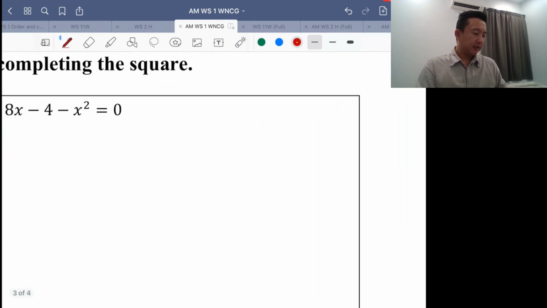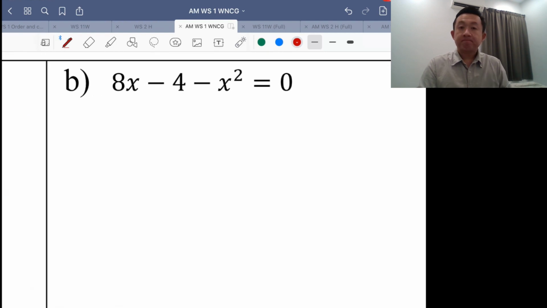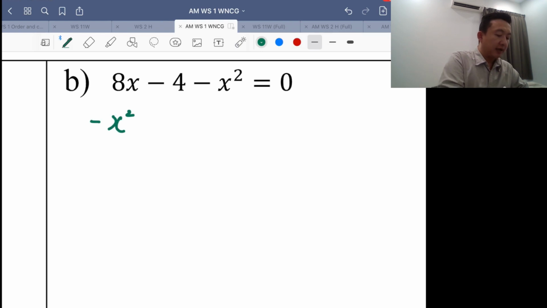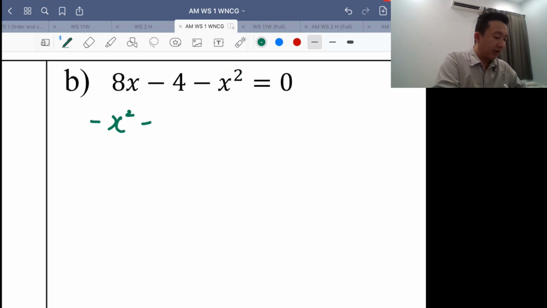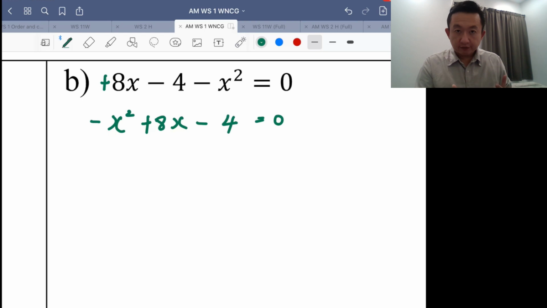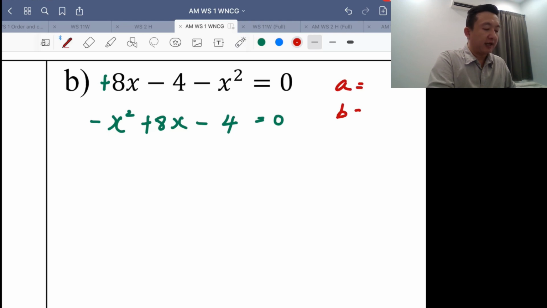Okay, this one. My first question to you, is it arranged in general form? No. So you have to arrange it in general form. When you arrange it, then I have negative x squared. It is still negative because I didn't change the sign. And you have plus 8x, because by default it is positive, minus 4 equals 0. So this is in general form. However, look at step number 2. We figure out first what is the a, b, c in this case.